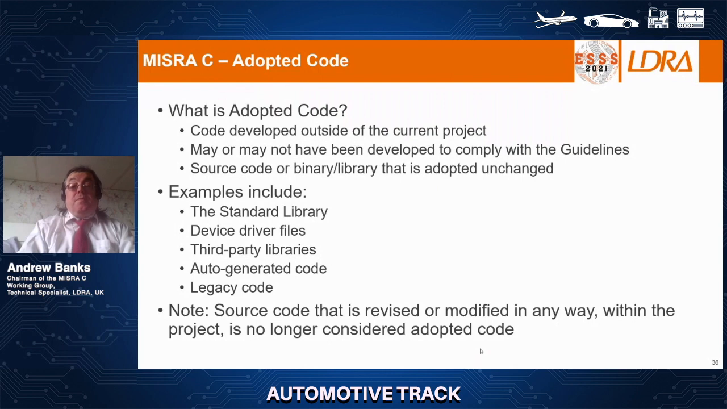Adopted code covers anything that is developed outside of your current project, and it may or may not have been developed in accordance with MISRA C. But if you're using it in your project, you still need to verify it against the MISRA C guidelines. That may mean you have violations against the rules. But as soon as you start modifying a source file, it is not adopted code.